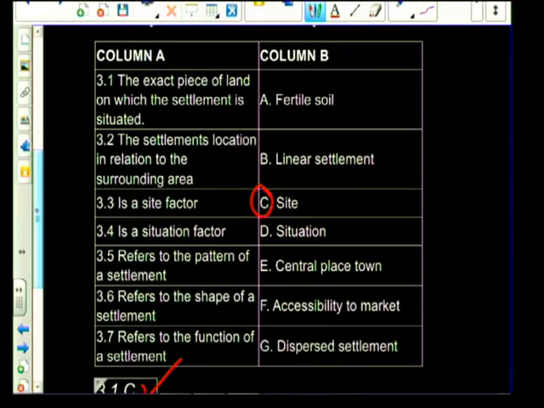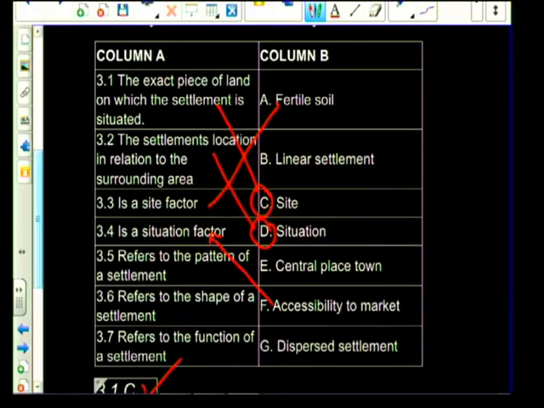All right, let's look at the next one. The settlement location in relation to the surrounding area. You know that is situation. Is a site factor, which is the factor for them choosing to have their farm on that exact piece of land. Obviously that is fertile soil, and that's another mark. Is a situation factor, all right? You must know that you look at situation in relation to the surrounding areas, such as road networks, market is available. So that would be accessibility to the market.